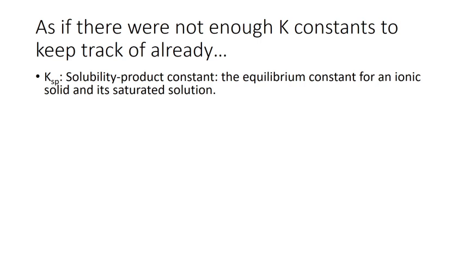Okay, so what we're going to talk about today is solubility, kind of in relation to acid and base chemistry and equilibrium. And so we're going to start out talking about KSP. KSP is the solubility product constant. It is an equilibrium constant, and what it is the equilibrium constant for is an ionic solid and its saturated solution.